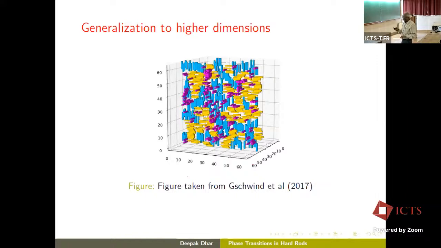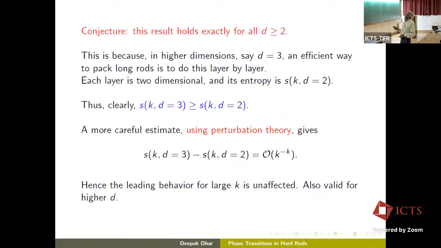Okay. So now we can study the generalizations to higher dimensions. You can imagine rods in 3 dimensions. And this is a picture from Geschwind. And the conjecture we would like to make is that this result, the A equal to 1 result, holds for all dimensions D bigger than 1. And so let us work in D equal to 3.